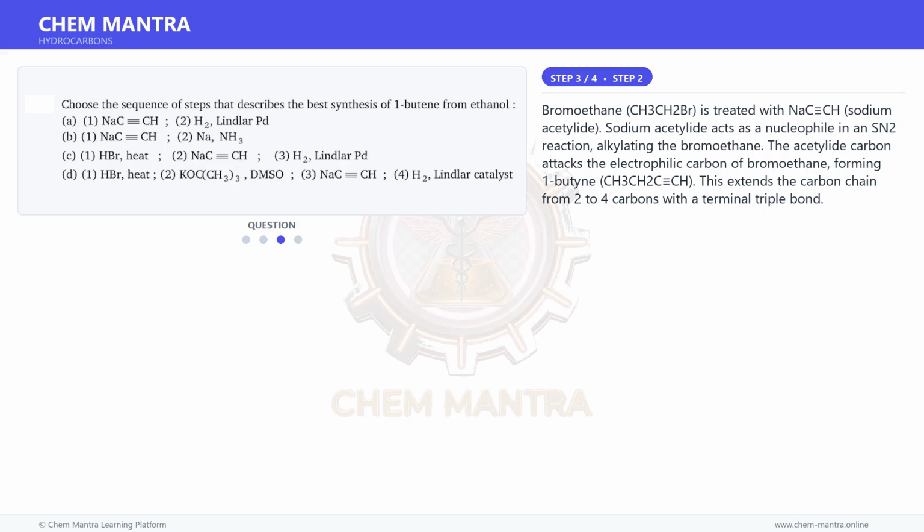Bromoethane, CH3CH2Br, is treated with NaCCH, sodium acetylide. Sodium acetylide acts as a nucleophile in an SN2 reaction, alkylating the bromoethane. The acetylide carbon attacks the electrophilic carbon of bromoethane, forming 1-butyne, CH3CH2CCH. This extends the carbon chain from 2 to 4 carbons with a terminal triple bond.